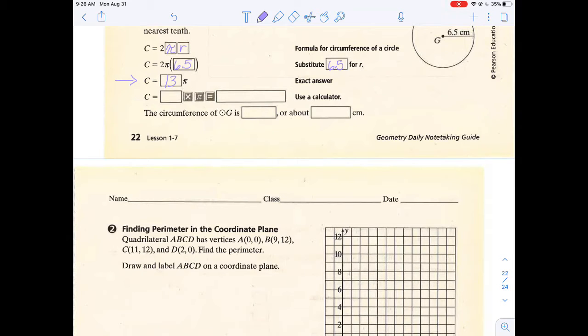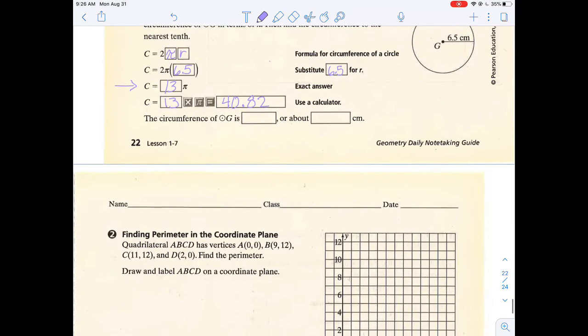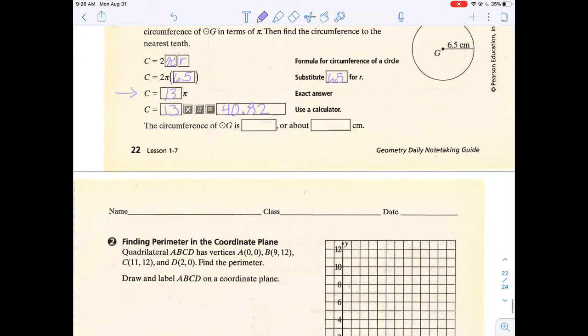Okay, now if we take 13 times 3.14, we get about 40.82. Okay, I rounded it to the nearest tenth. So then the circumference of circle G is 40.82, or about 41 centimeters.